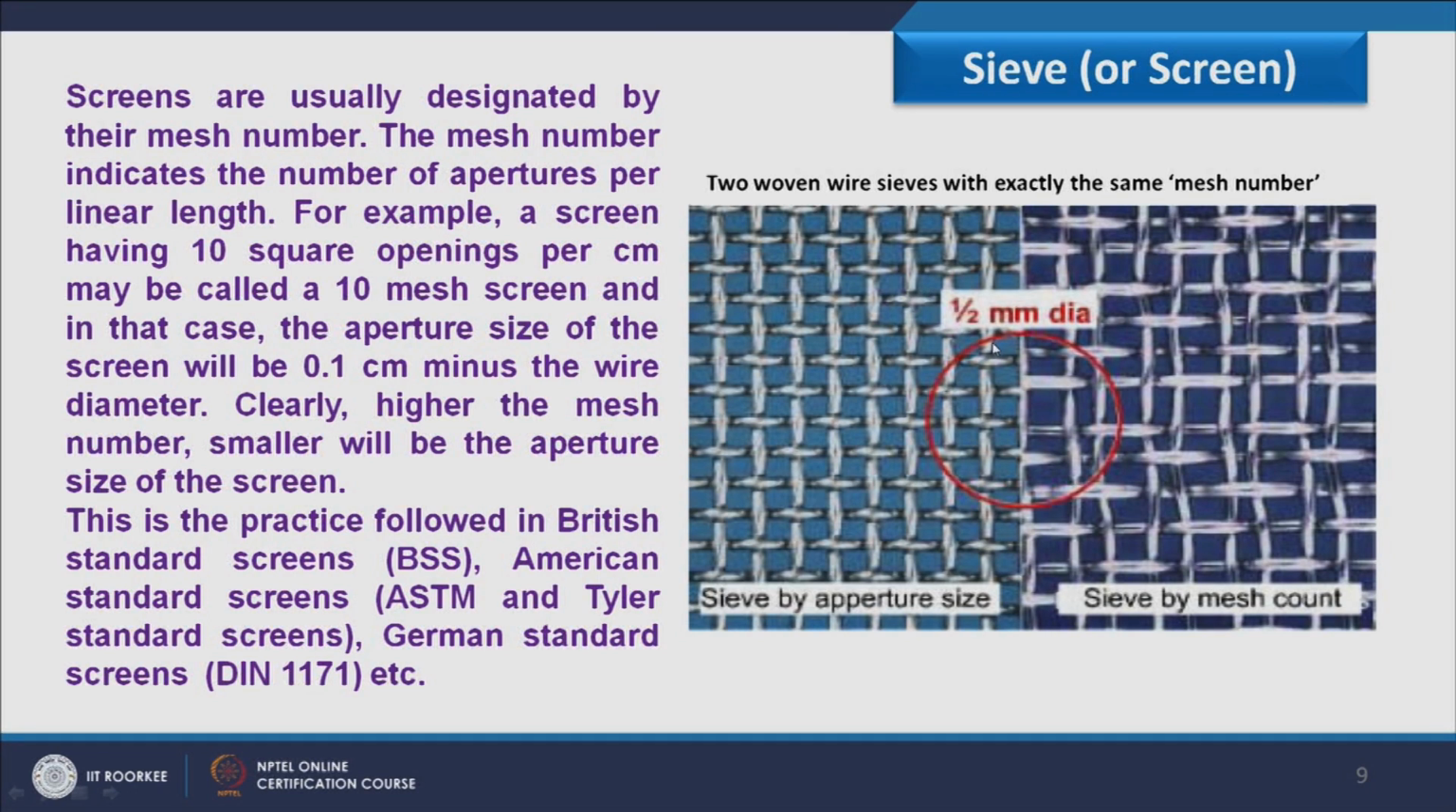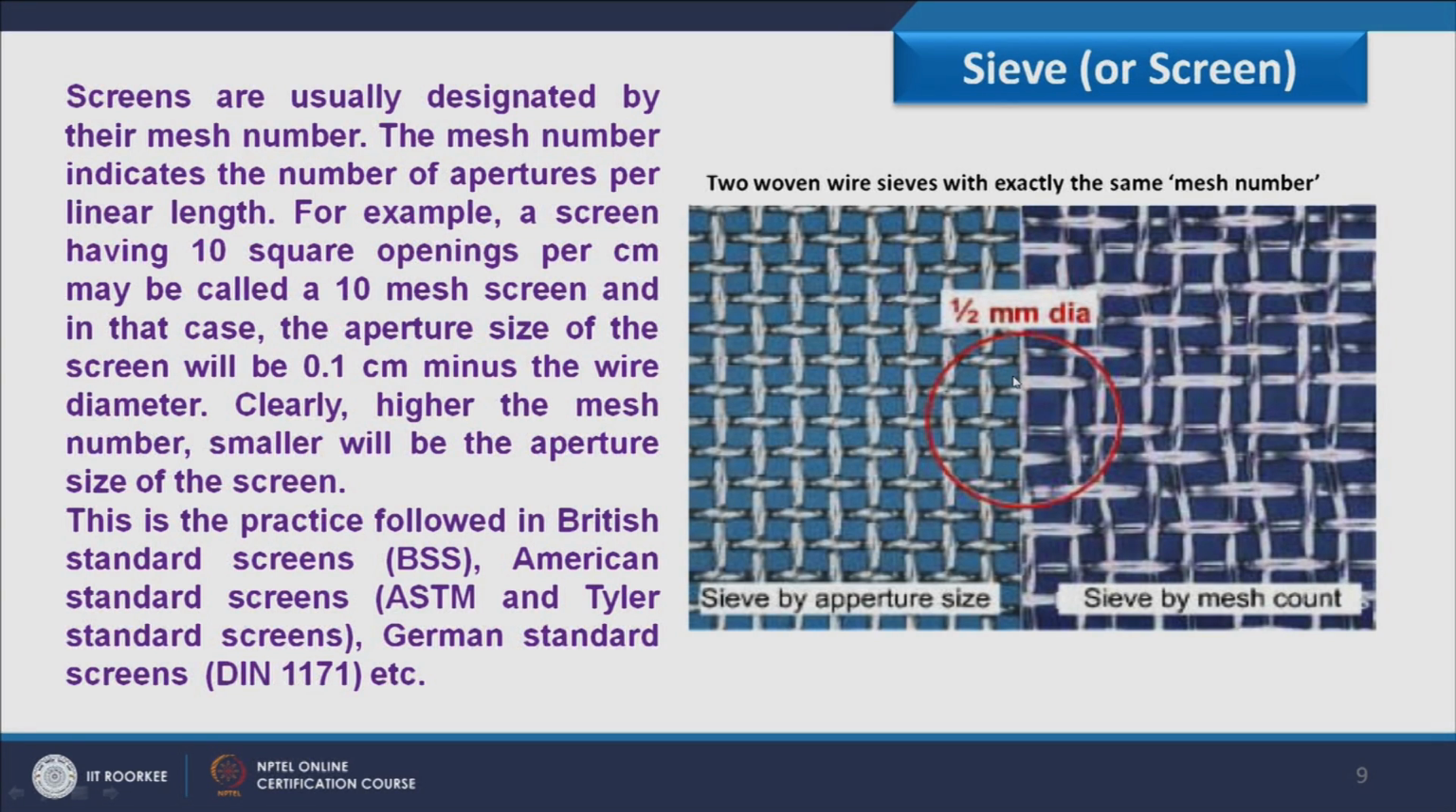So, here what we have seen is that the mesh number directly indicates the number of openings, and using this mesh number we can calculate the aperture size of a particular screen. Now, here I am showing one figure to show the effect of mesh number on aperture size. For example, if I consider the left figure, you can see the aperture size is quite uniform. However, the right figure shows aperture size is not uniform.